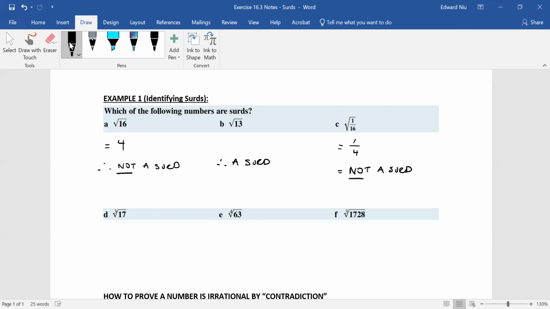Cube root 17 gives us an irrational number. So therefore, a surd, because we get 2.57128, etc., non-recurring, meaning it keeps going forever without a pattern, and therefore a surd.